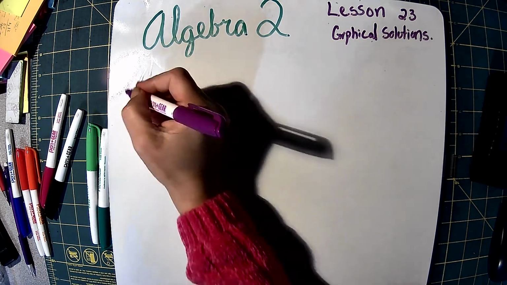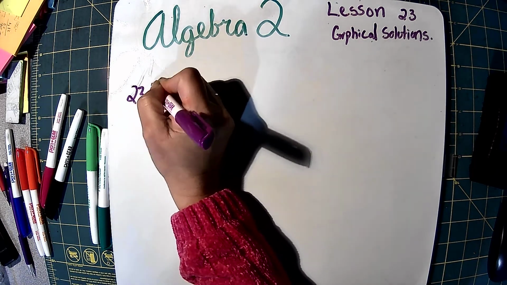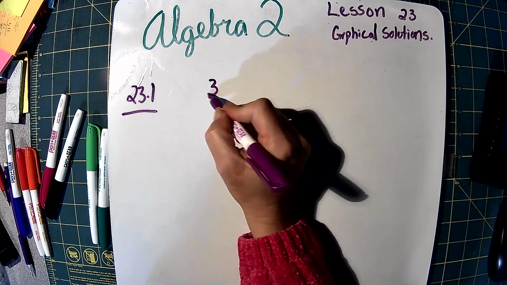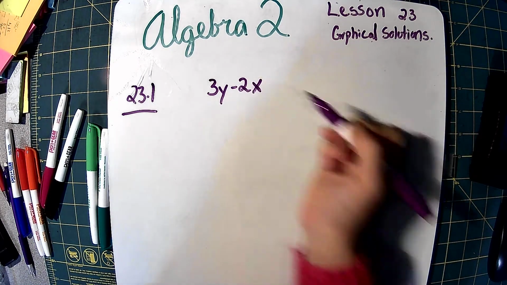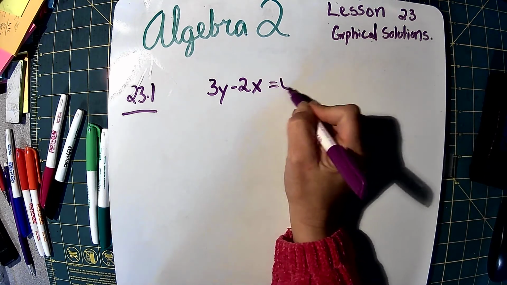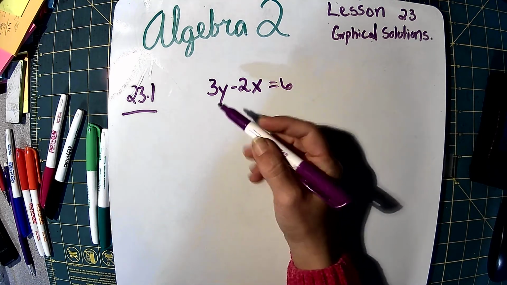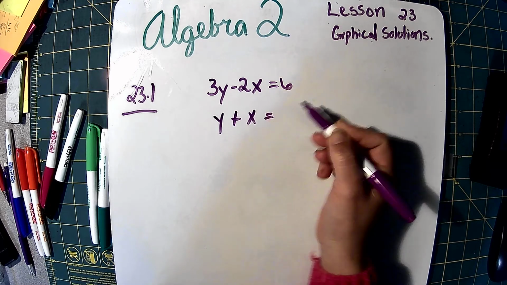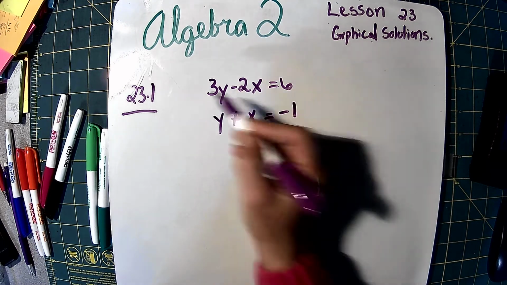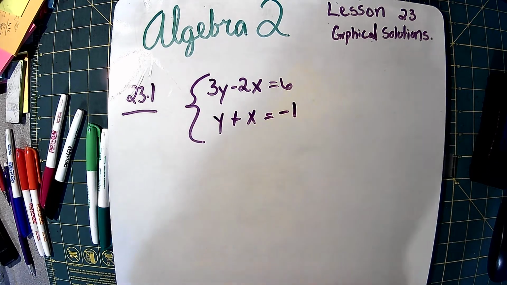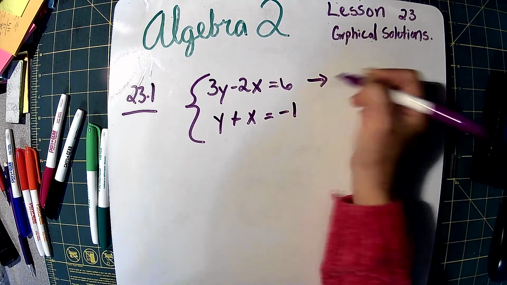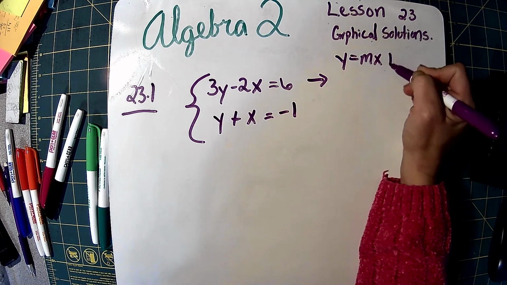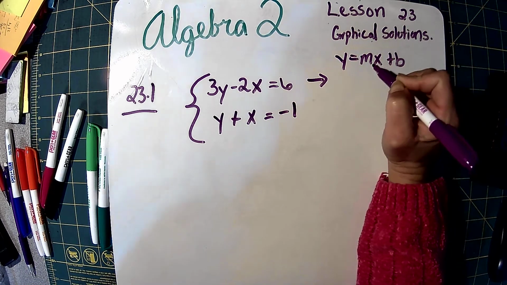So 23.1 gives us 3y minus 2x equals 6. And then we also have y plus x equals negative 1. Alright, and there's our system of equations. Before we can graph those, we have to change these equations into the y equals mx plus b form. So we want them set equal to y.